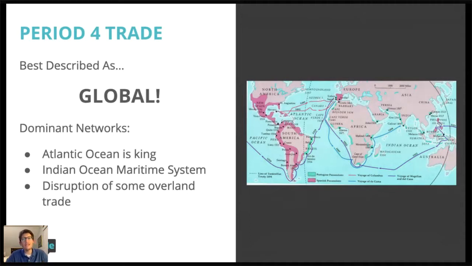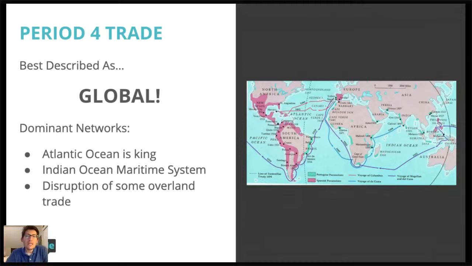Time period 4 begins in 1450, and it continues until the year 1750. So that's the 300 years we're going to focus on here. Notice that time period 4 is much shorter than time period 3. So changes are going to happen much more quickly than they had in the previous time period. We usually go into a little bit more depth in time period 4, kind of as we go.